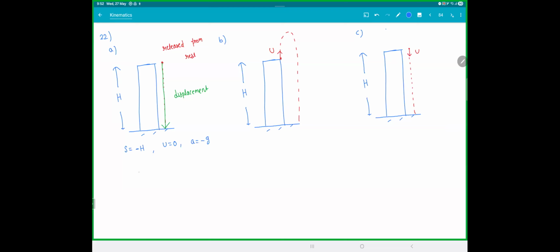What do you want to find? Time. So we'll use the equation S is equal to ut plus half at square. That's what you should ask: what data do I have and what do I need to find? So minus h, this is 0, this is minus half g t1 square. So we get t1 is equal to root 2h by g. Great. Look at the second one.